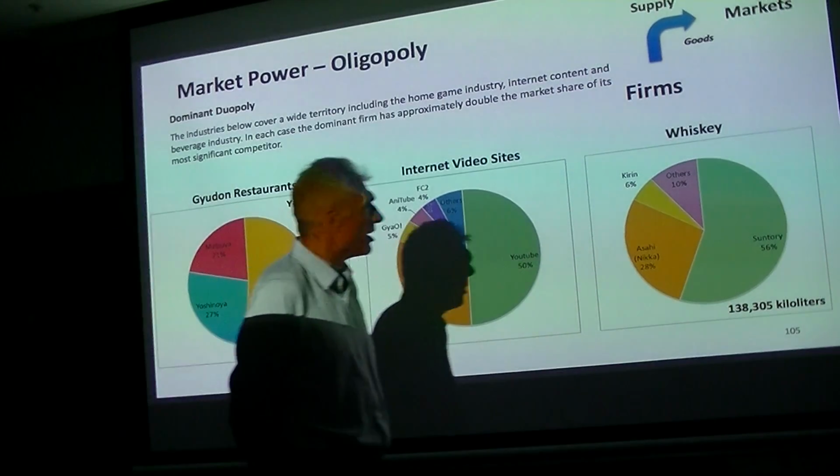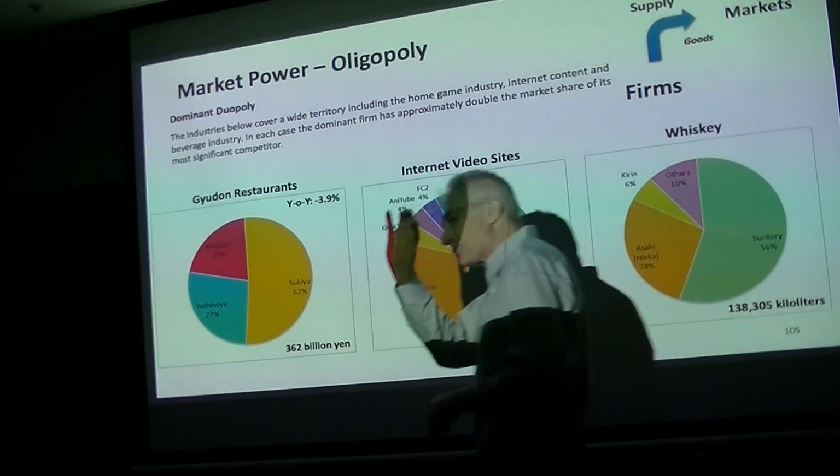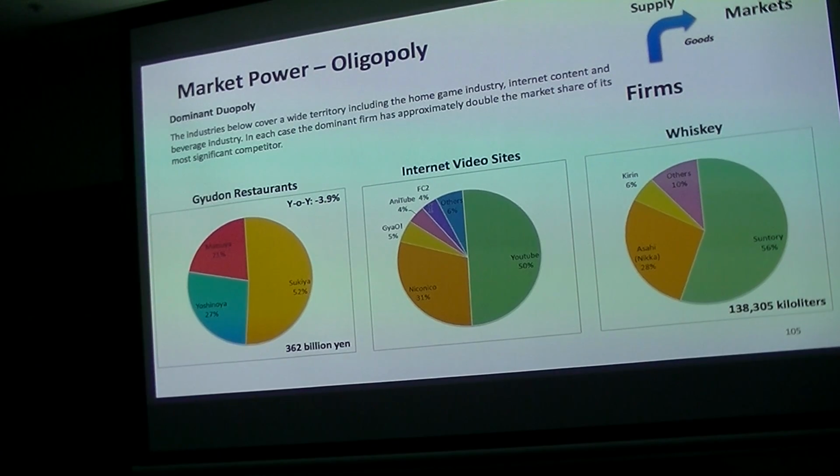Then we got the whiskey market. That's 138,000 kiloliters. That's 1,000 liters, so that would be 138 million liters of whiskey. That's about 1 liter per person per year. If you think about that, the average person consumes 1 liter of whiskey per year. How many liters of whiskey do you consume? I consume 0. Does anybody else consume whiskey on a regular basis?